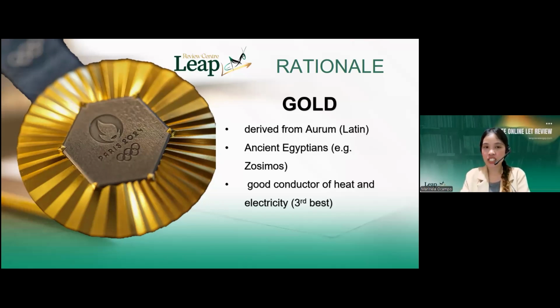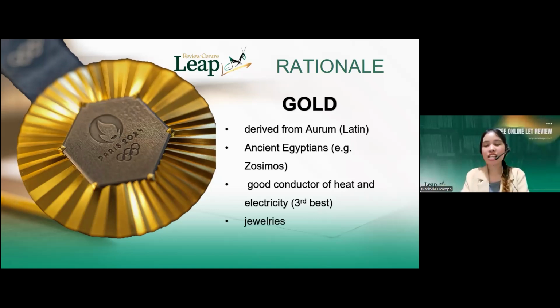Gold is actually considered to be one of the best conductors of heat and electricity, ranking third. The first best conductor of heat and electricity is silver, followed by copper. But we know silver and gold are considered to be expensive metals. So we employ copper for our electrical wirings.